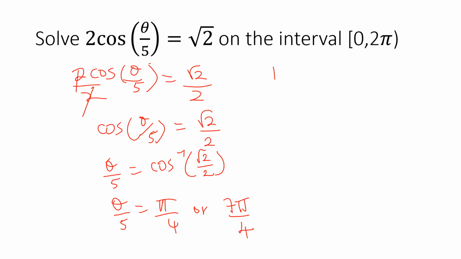And now to find θ, we'll multiply both sides by 5. So θ will be equal to 5π/4, or 35π/4.